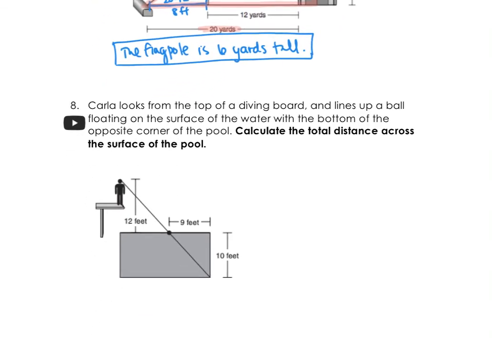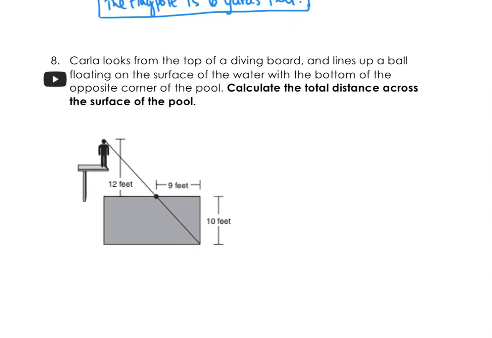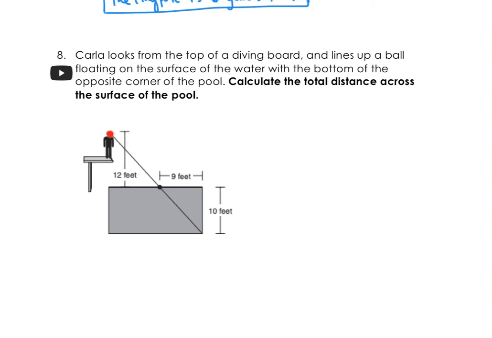All right, the last one here, we have Carla again. She's looking from the top of a diving board and lines up a ball floating on the surface of the water with the bottom of the opposite corner of the pool. We want to calculate the total distance across the surface of the pool. So we're looking for this distance right here. Okay, well, we have two triangles. We know that these are similar by angle.